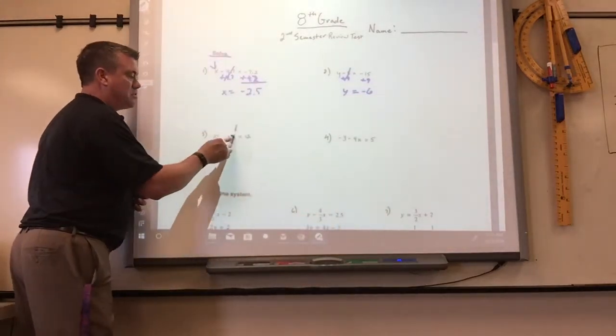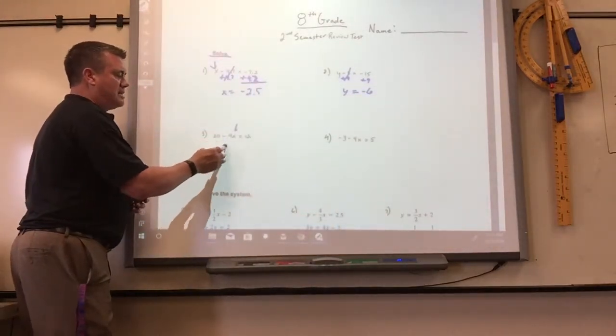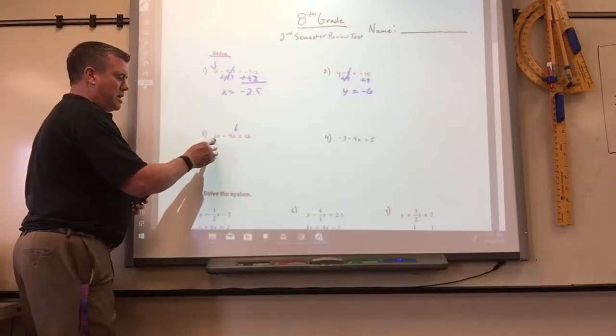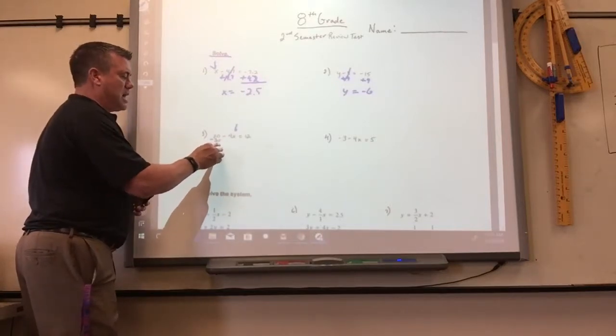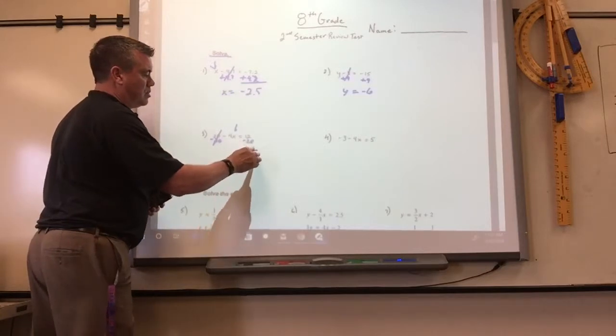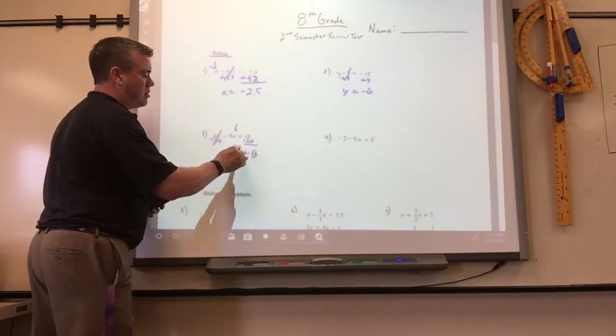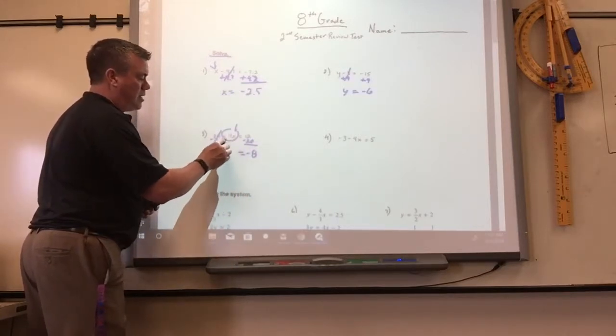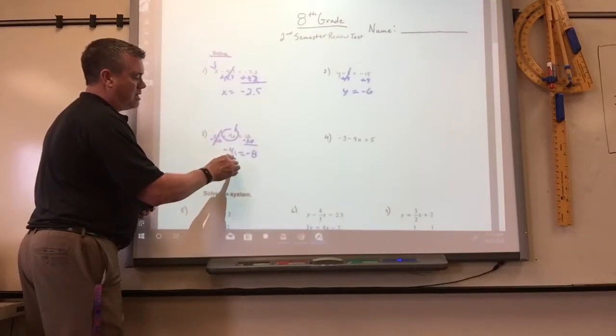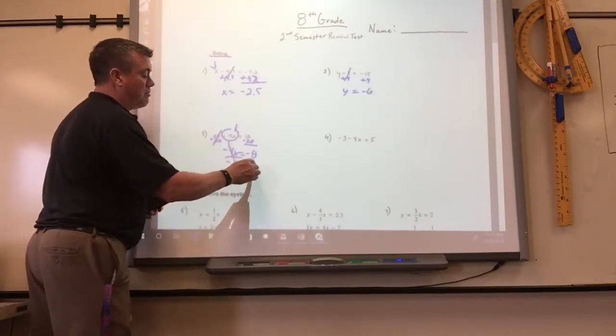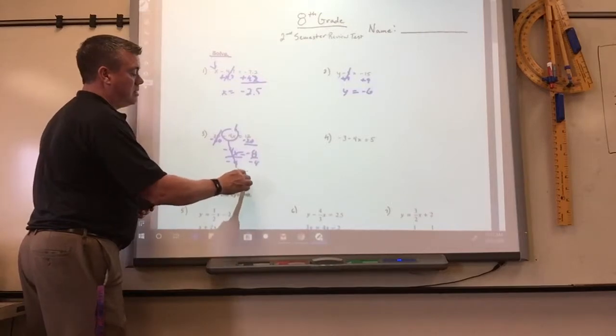Two-step, remember, get the x by itself. Anything not attached to it goes first. So to get rid of that positive 20, I got to subtract 20. Do the same to the other side. You get negative 8, drop the equal sign down, and then don't forget that's still a negative 4x. So then you divide by negative 4 and you get 2.